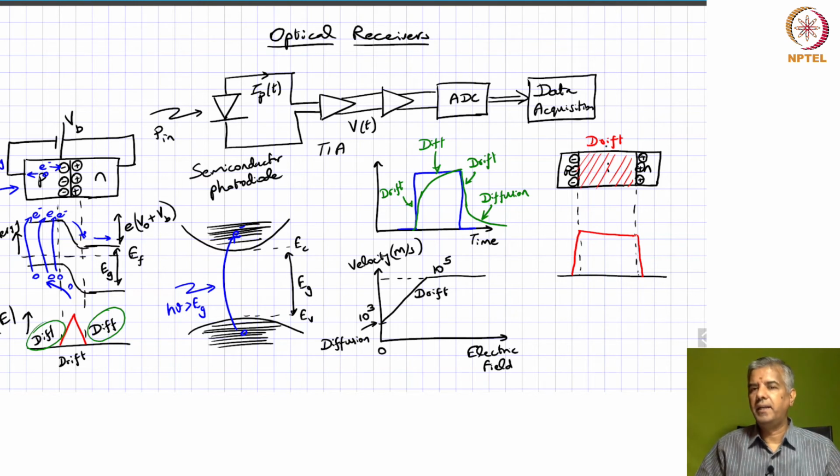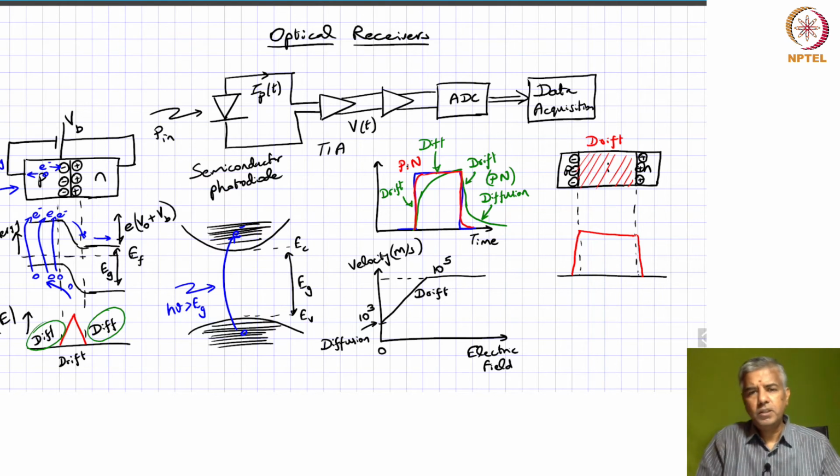So in all these regions you essentially have the drift mechanism dominate. Okay, and because of that, when you look at your overall response, your response is going to be something like this. It's going to be much faster compared to the response that you get from a PN junction diode. So once again, what I'm showing in green corresponds to a PN junction diode, and whatever I'm showing in red corresponds to a PIN photodiode.